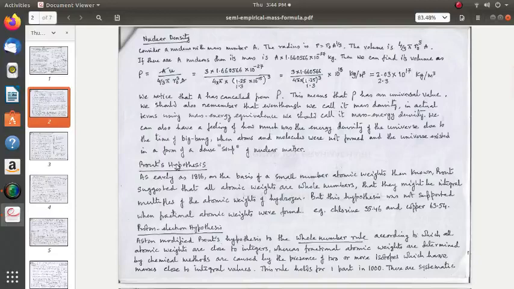Next, let us talk about Prout's hypothesis. As early as 1816, so that is 200 years ago, on the basis of a small number of atomic weights which were known then, Prout suggested that all atomic weights are whole numbers, and they are integral multiples of the atomic weight of hydrogen.